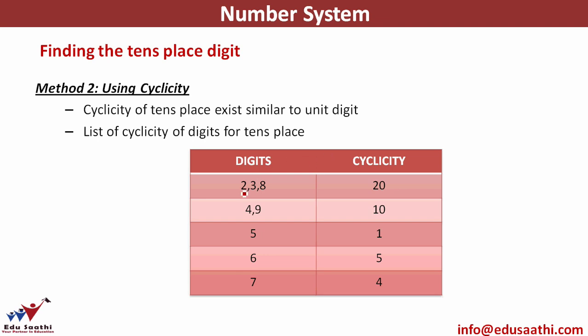So if the digits are 2, 3 and 8, it has a cyclicity of 20. If the units digits are 4 and 9, they have a cyclicity of 10. 5 has a cyclicity of 1. So if a number ends with 5, the last two digits will always be 25. If the digit is 6, it will have a cyclicity of 5, and 7 has a cyclicity of 4. Though this cyclicity concept in the case of the tens place is a little difficult, so we avoid it as much as we can and we look at other better methods that we have.